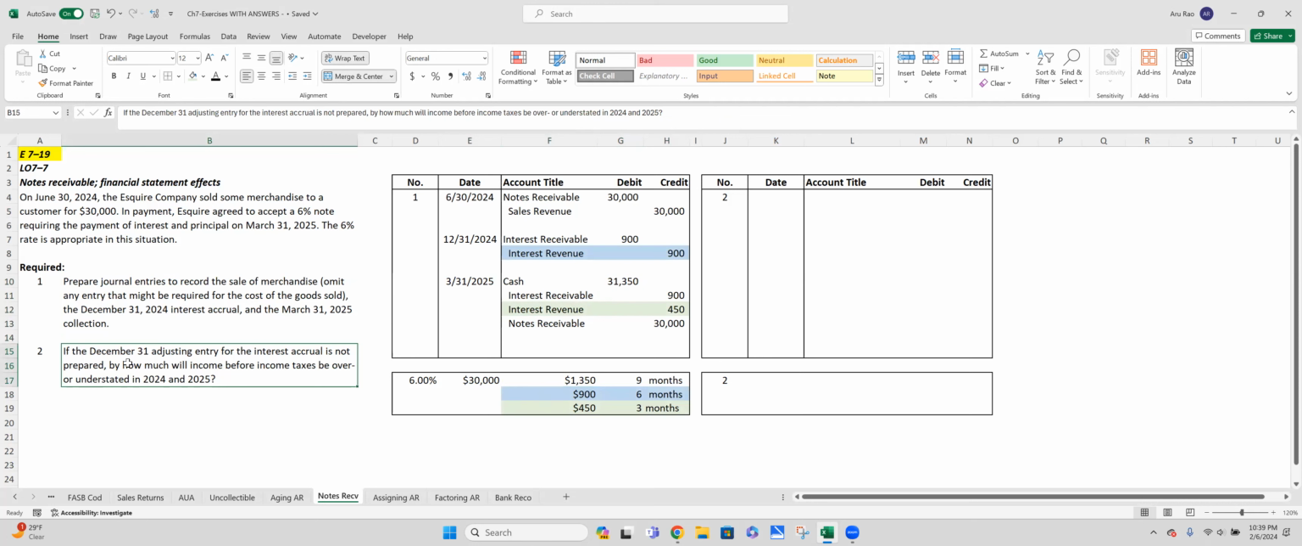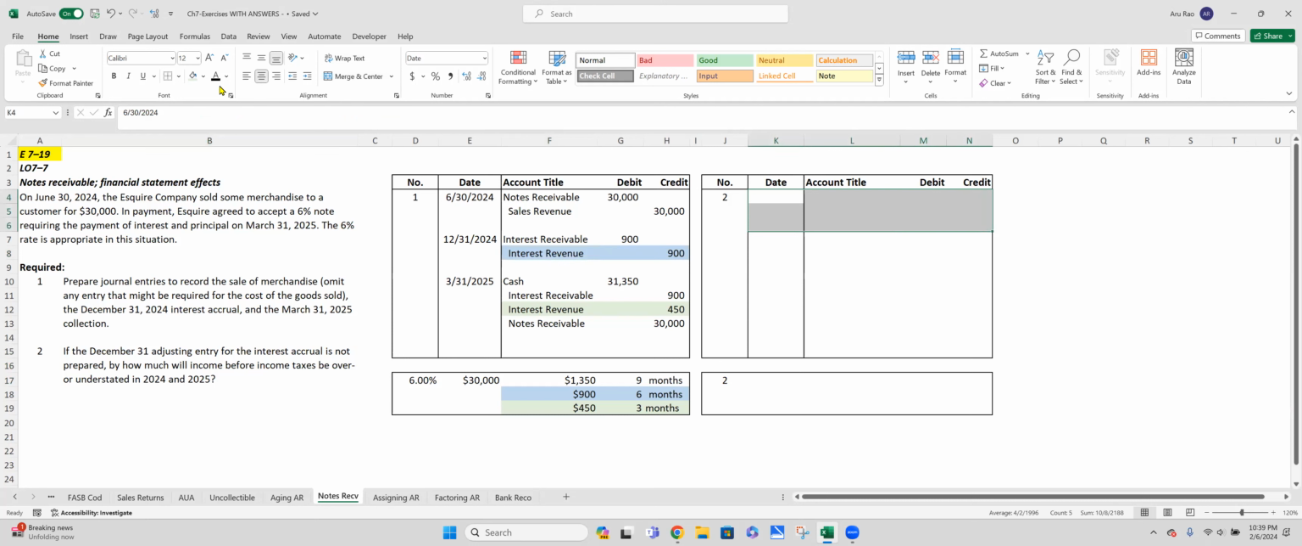Now let's take a look at part two. In part two, they tell us if the December 31st adjusting entry for the interest accrual is not prepared, what happens to the income before taxes for the 2 years, 2024 and 2025? So what's the impact of not doing this revenue recognition over here? So in part two, let's play things out again. So I have this journal entry identical. We do not do this journal entry. So I'll write the word omitted. So we omitted this journal entry.